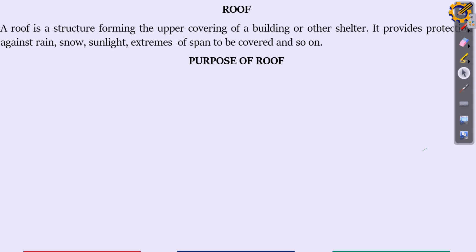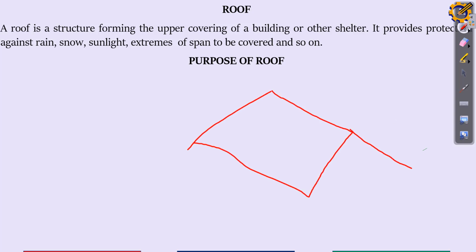A roof is a structure forming the upper covering of a building or other shelter. It provides protection against rain, snow, sunlight, and extremes of temperature. Now, the one you see on the outside is the roof. The underside of your roof is known as the ceiling. Take note. So all these ones outside, that's a roof. If you are on the inside, that part you are seeing is known as the ceiling.